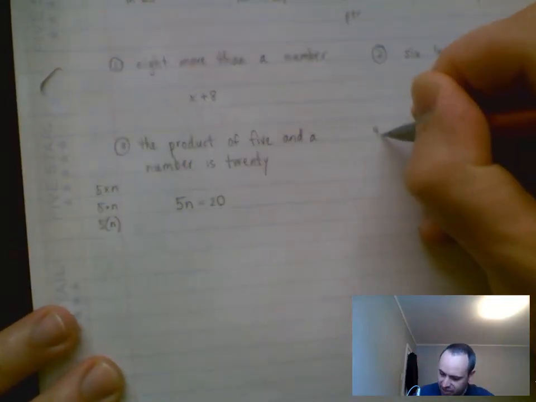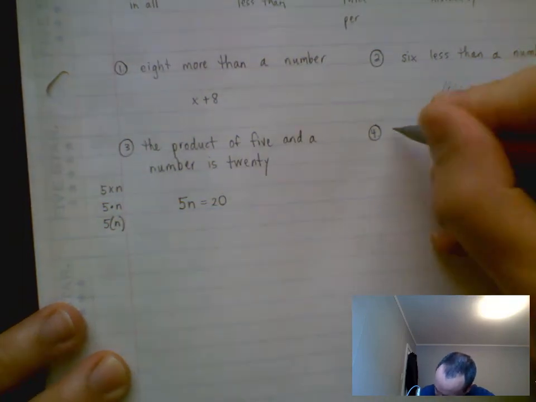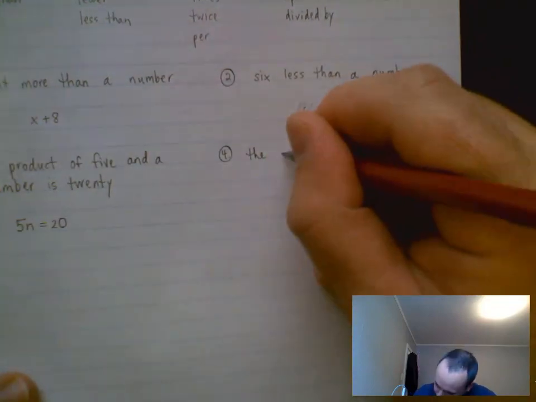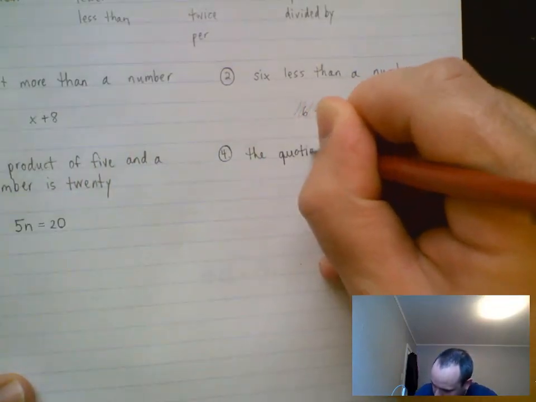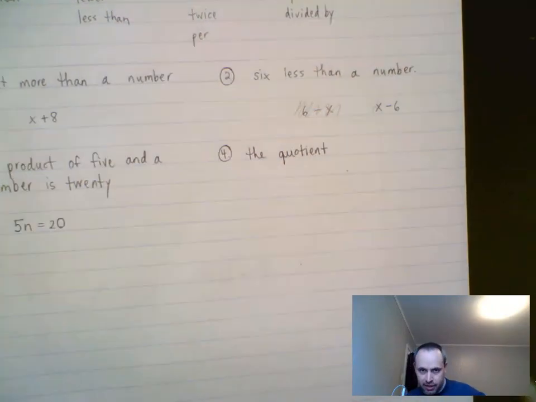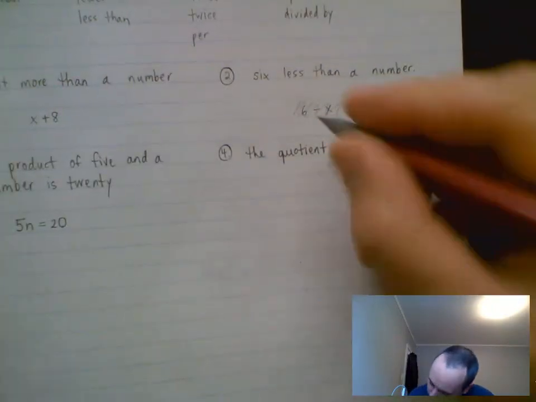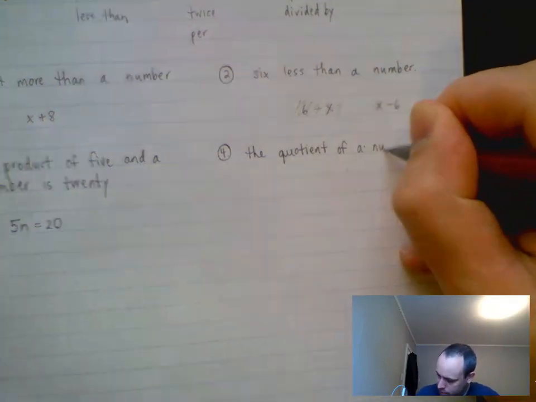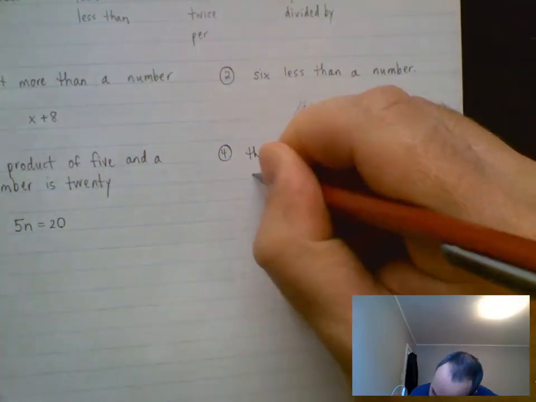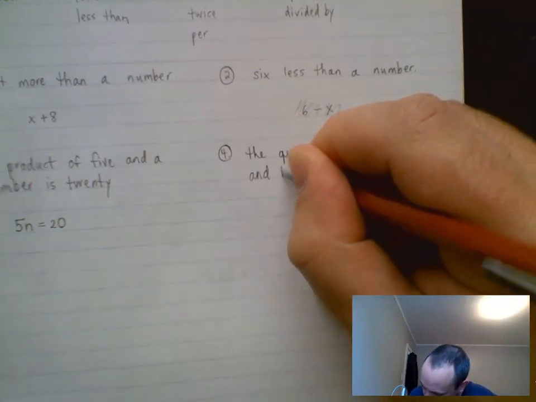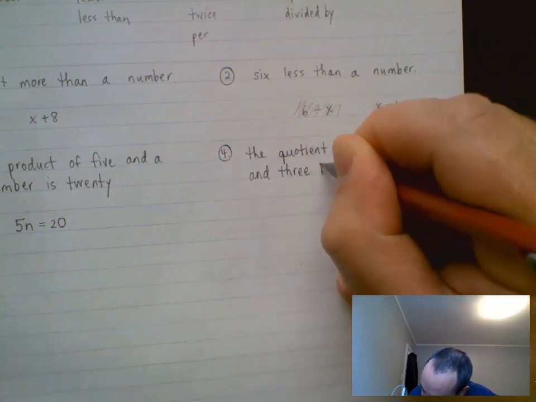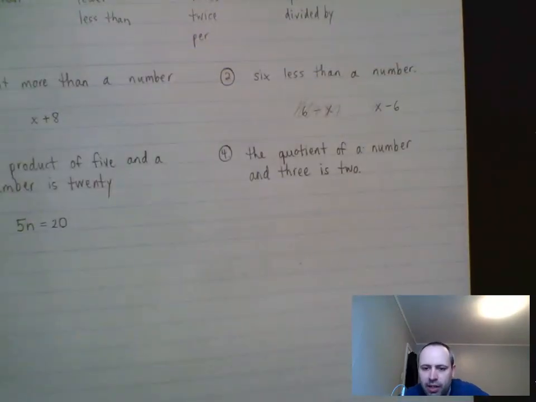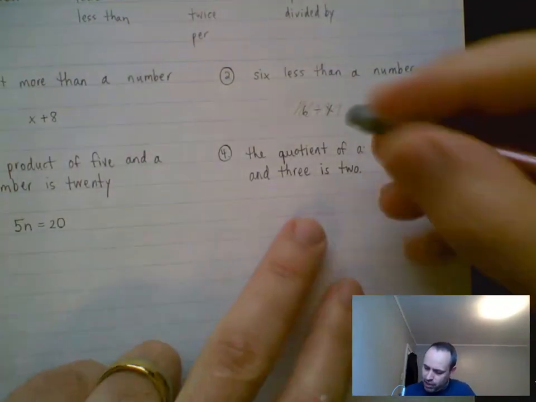Okay? Why don't you guys try this one? I should have capitalized that T at the beginning. The quotient of a number and 3 is 2. All right, go ahead. Try that with your English language skills. Break it apart. Pause the video and give it a shot.